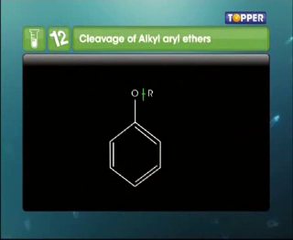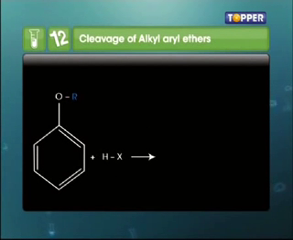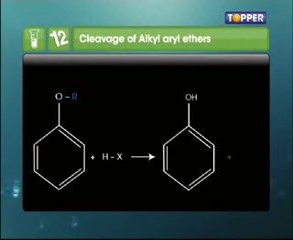Another type of cleavage by hydrogen halides is of alkyl aryl ethers. They are cleaved at the alkyl oxygen bond due to the low reactivity of aryl oxygen bond. The reaction yields phenol and alkyl halide. Let's take the example of anisole to understand the reason.